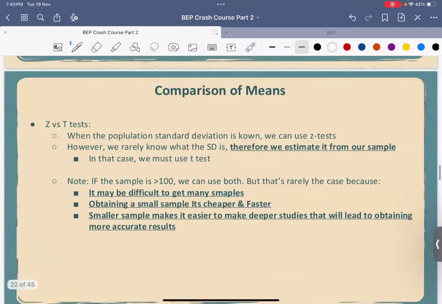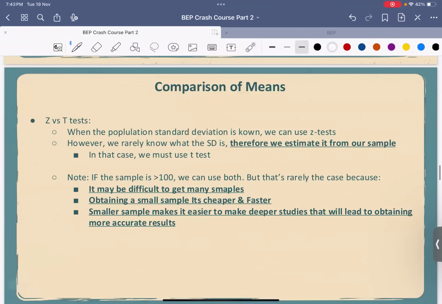Okay, so you remember the z-test. Z-test was one way to compare between the two means. The whole calculations we did, and then we looked at the z-table, we took out the p-value, and then that's how we compared the means. Okay, but now we have something called the t-test.